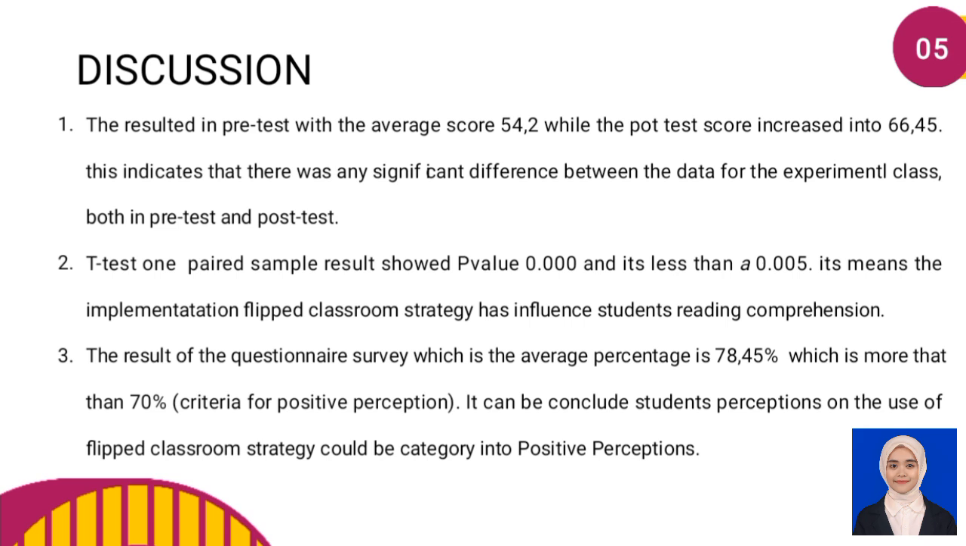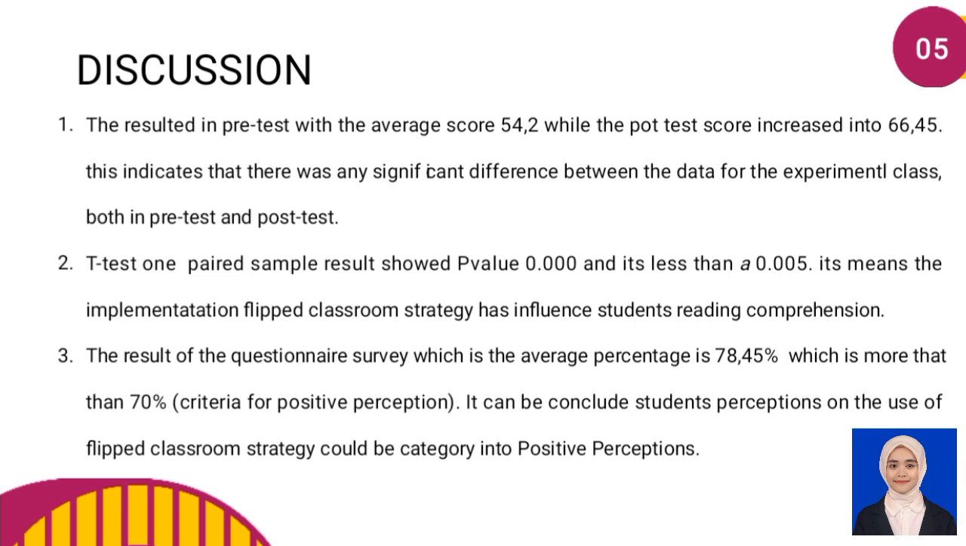The next chapter is the discussion, and the first one is the result from pretest and post-test. For the pretest the average score is 54.2, while in the post-test it increased to 66.45. This indicates that there was a significant difference between the data for the experiment class in pretest and post-test. It can be concluded that the use of flipped classroom strategy has increased student reading comprehension, which can be seen from the situations before and after applying this strategy.